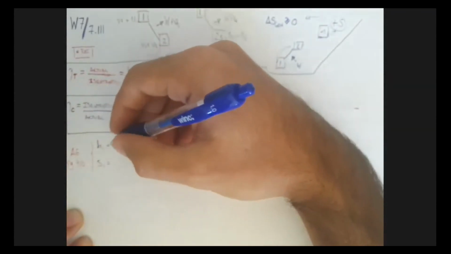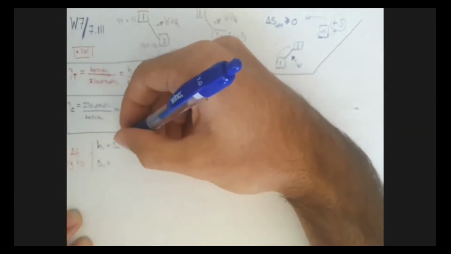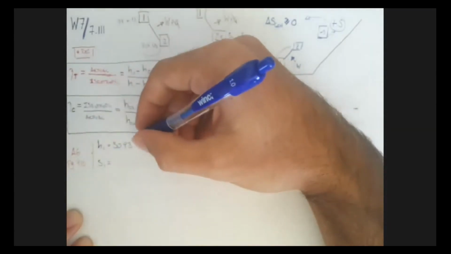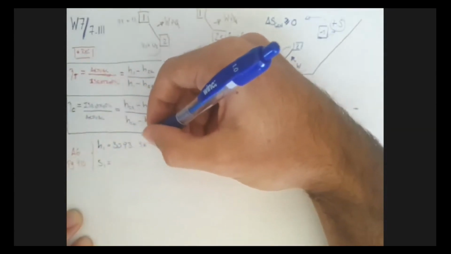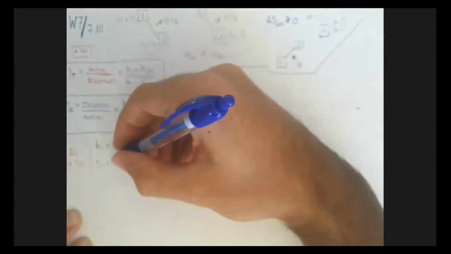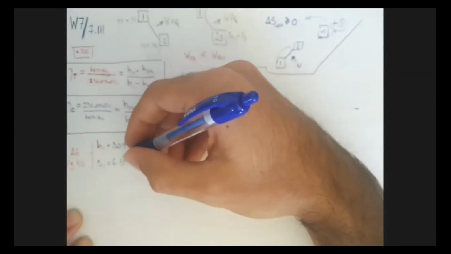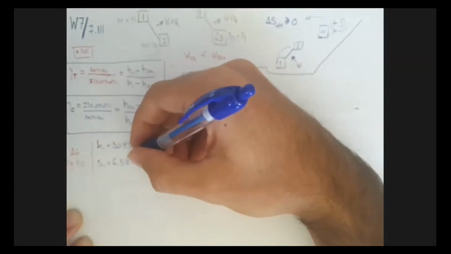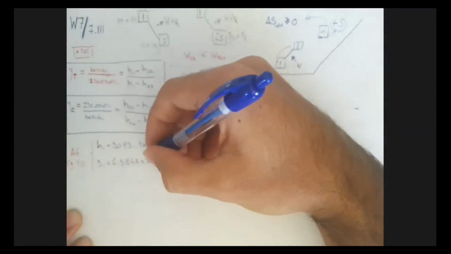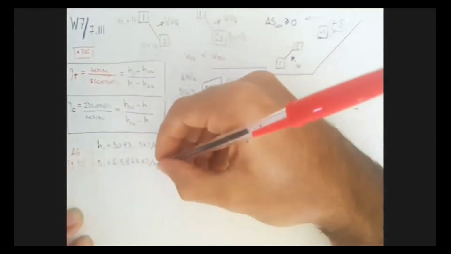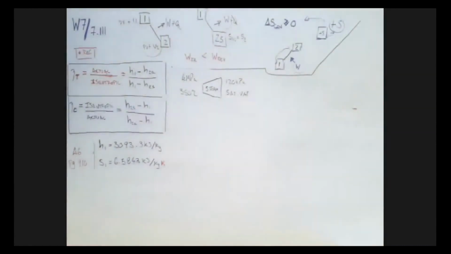This is the new thing here. This is 3093.3 kilojoules per kilogram, and this one here is 6.5843 kilojoules per kilogram per Kelvin. There's also a Kelvin here, so it's per kilogram and per Kelvin. I'm putting it in red so that you don't forget, because students like to forget.